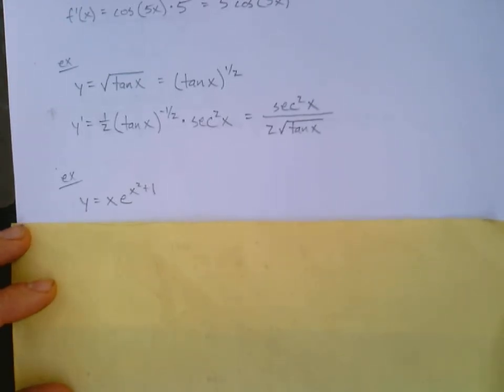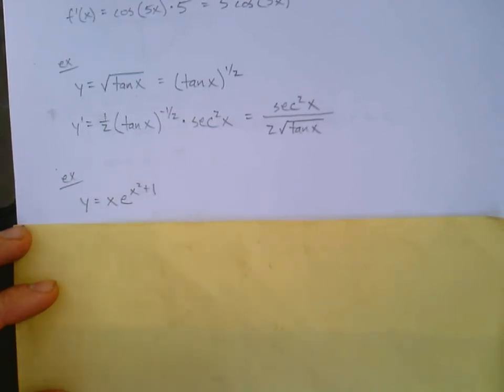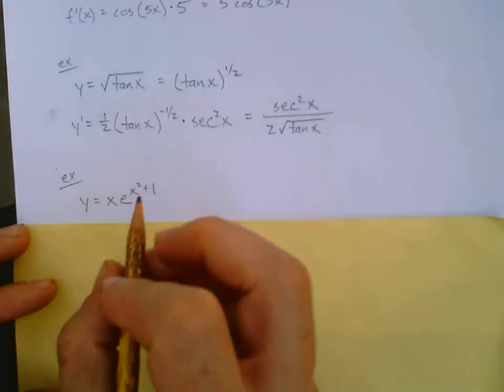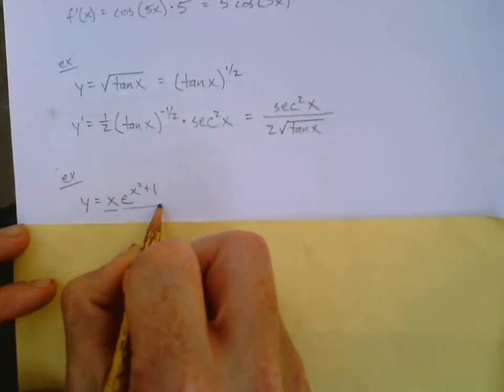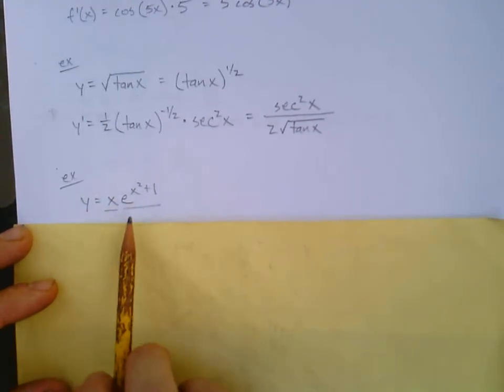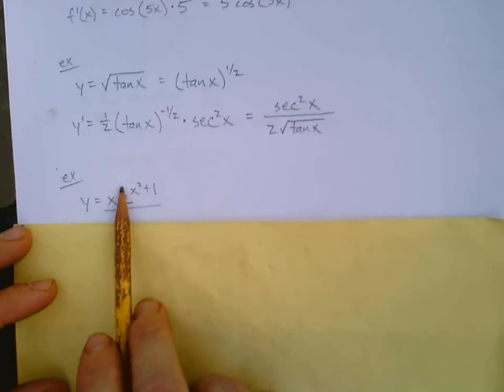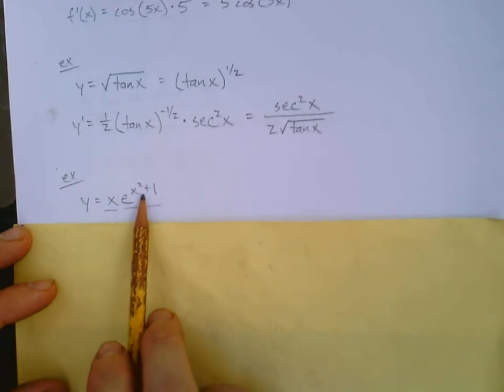Okay, y equals x multiplied by e raised to the x squared plus 1. So there's two rules going on here. You may notice there's a chain rule because x squared plus 1 is in the power of e. There's also, the bigger picture is a product rule. So we've got this product rule, but within the product rule, we're going to have a chain rule because when we go and take the derivative of the second function, that needs a chain.